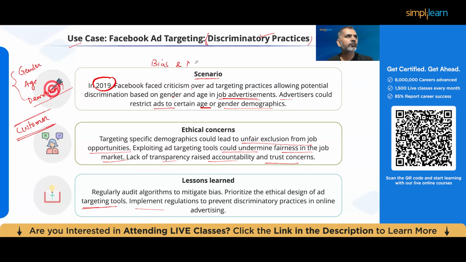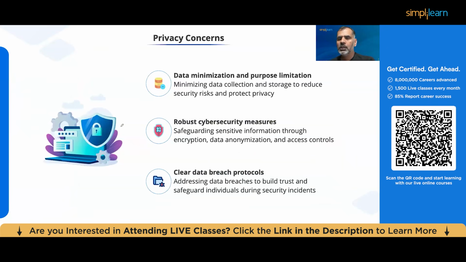The second thing is privacy. When we talk about the privacy concern, the privacy concern is mostly related to the personal information of any user. So the best practice that you can use is data minimization and purpose limitation. Okay, so whenever you are implementing data ethics practices to any of the applications, you should always try to collect minimum information for an individual.